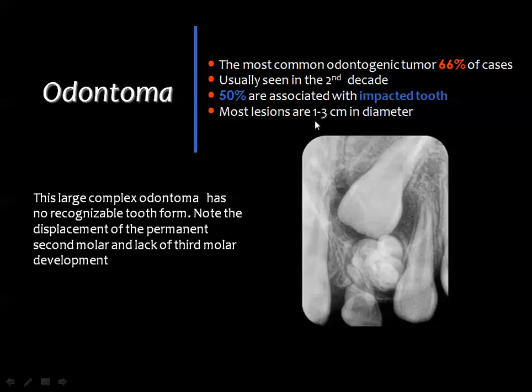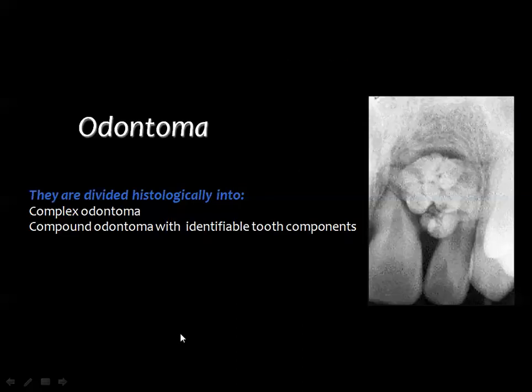They start by being osteolytic, then later on they became sclerotic. And we have two types which are differentiated only by histopathology: the complex odontoma and the compound odontoma with identifiable tooth components within the lesion. Both types of odontomas cannot be differentiated by imaging. They are only differentiated by histopathology.